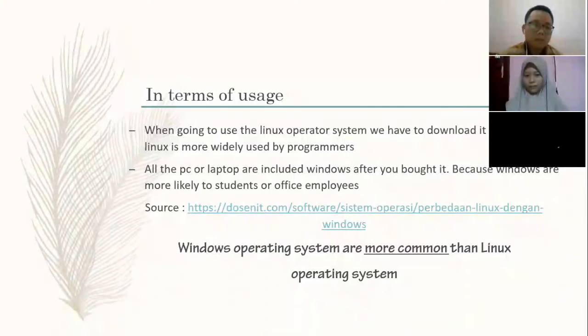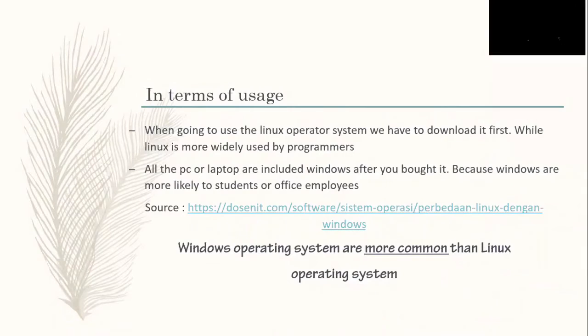In terms of usage, when going to use the Linux operating system, we have to download it first, while Linux is more widely used by programmers. All PCs or laptops include Windows after you buy them, because Windows is more likely used by students or office employees. The Windows operating system is more common than the Linux operating system.